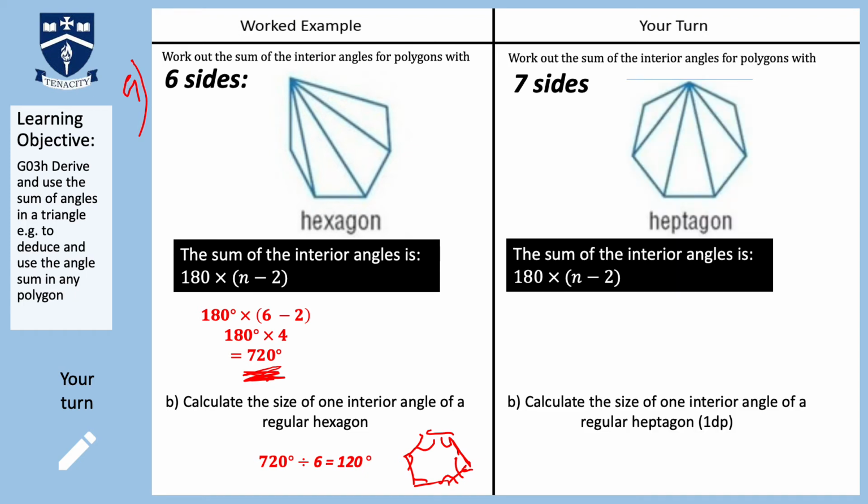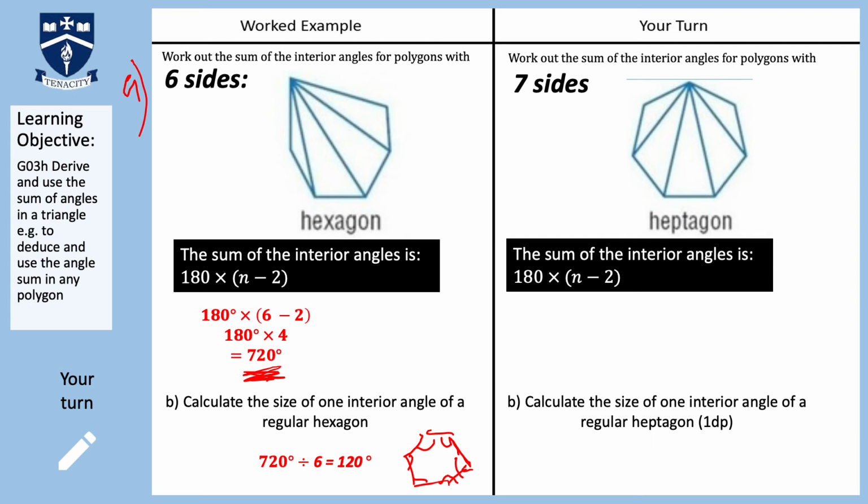Okay, the question has appeared on the right hand side. Have a go at this question. Once you have done that, come back to the video and we will go through it. 7-sided shape. I've given you the formula. You should start your first line with the formula.